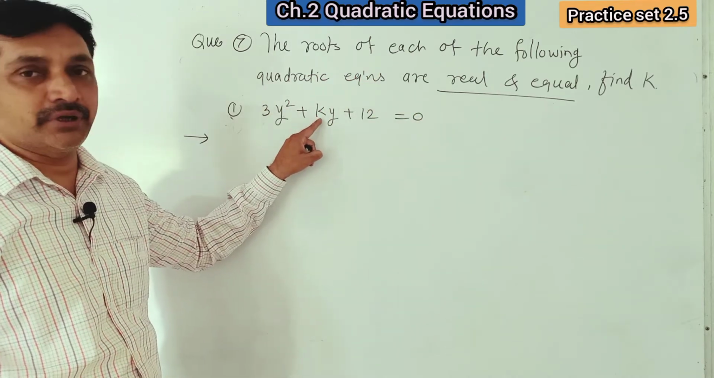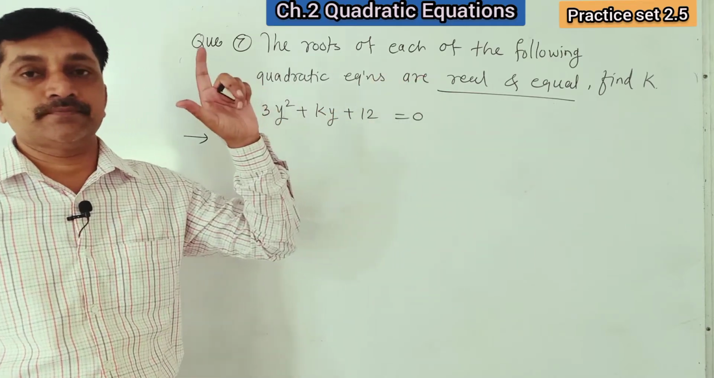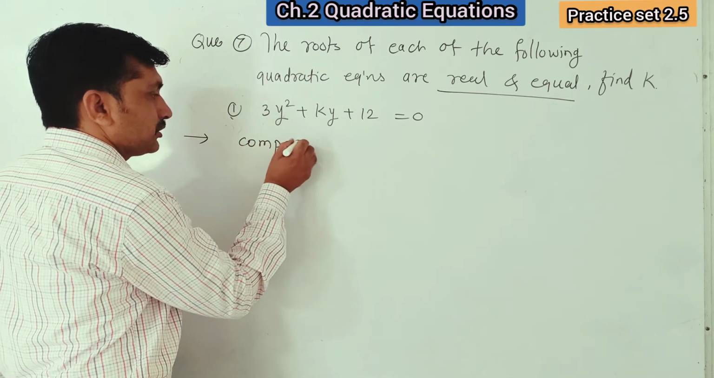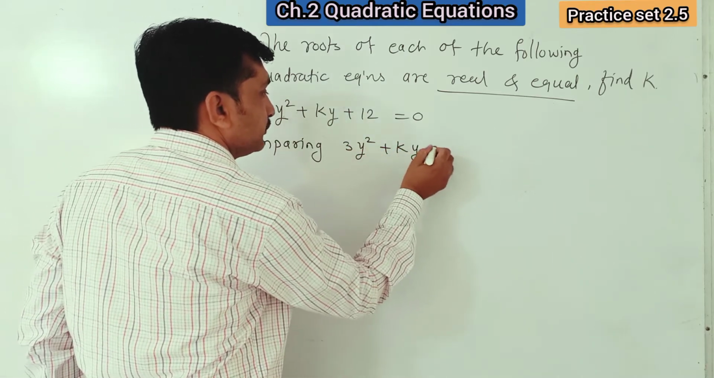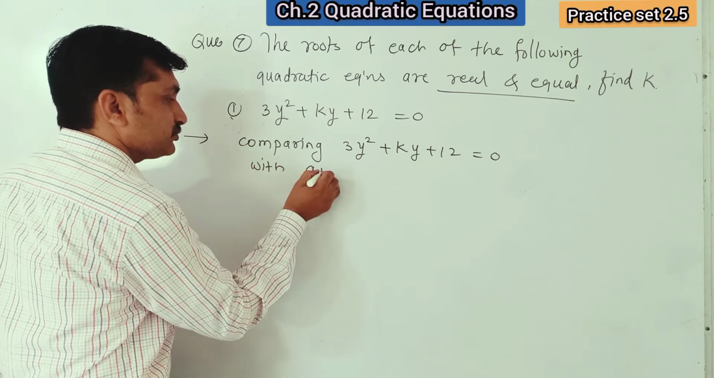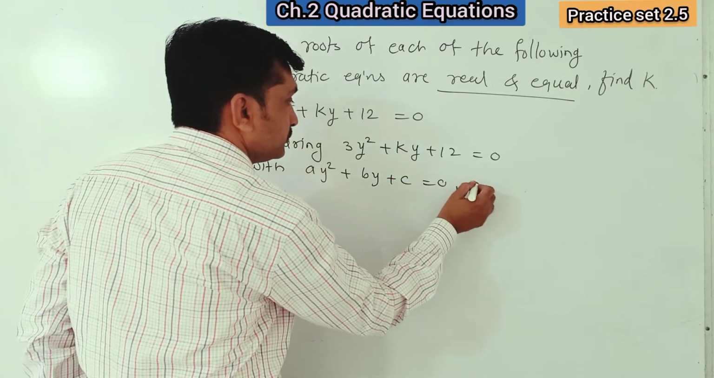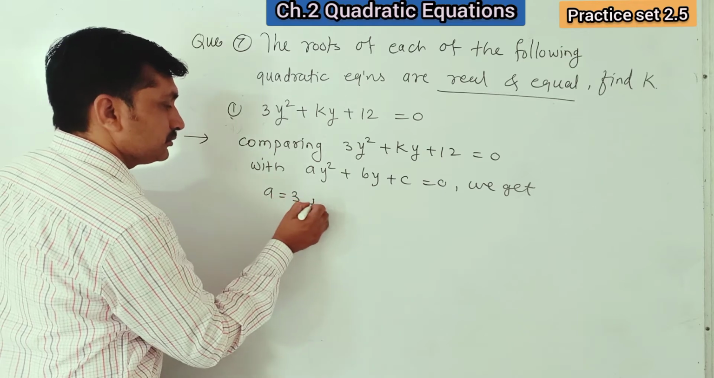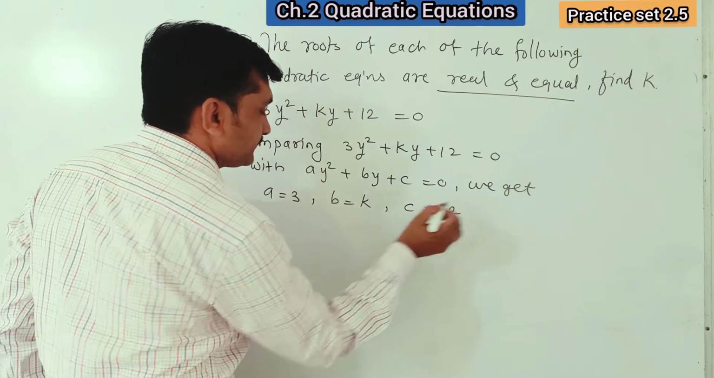K is the coefficient of y. The roots are real and equal. Now what to do? Find the a, b, c values first. Comparing 3y square plus ky plus 12 is equal to 0 with ay square plus by plus c is equal to 0, we get a is equal to 3, b is equal to k, and c value is 12.